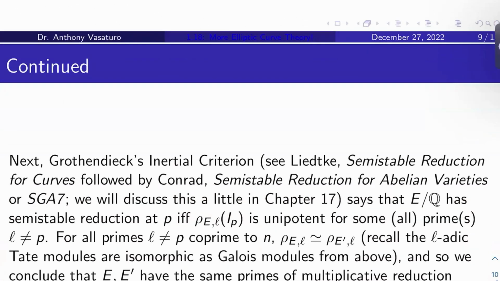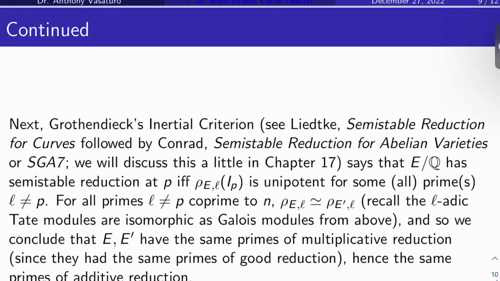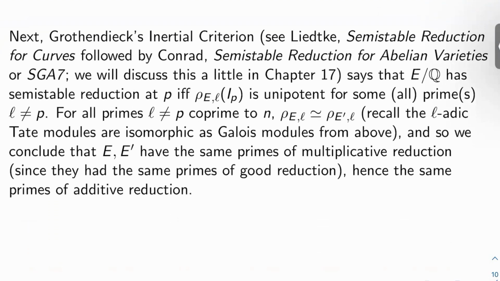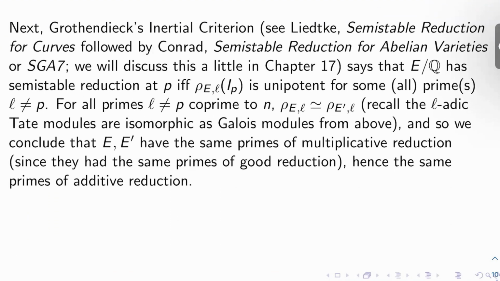Okay, but that's not enough. So why, for example, do E and E prime have the same primes of multiplicative reduction? As far as I can tell, this requires a little bit more high-powered thinking. So you can use Grothendieck's inertial criterion, which is some sort of generalization of Néron-Ogg-Shafarevich. If you want a proof of this criterion, you can see Liebeck's semi-stable reduction of curves followed by Conrad's semi-stable reduction for abelian varieties, or you can go OG and just look at SGA 7. We'll be discussing this result a little in chapter 17 of my notes ourselves.